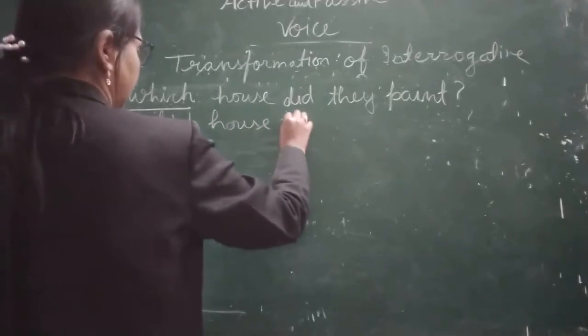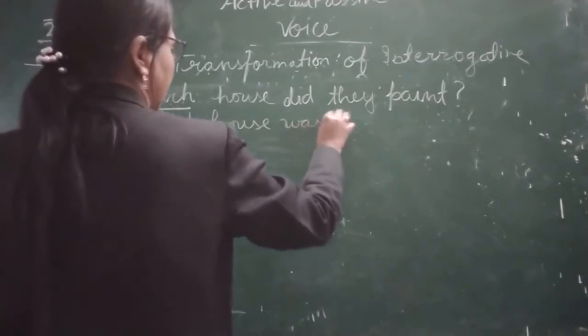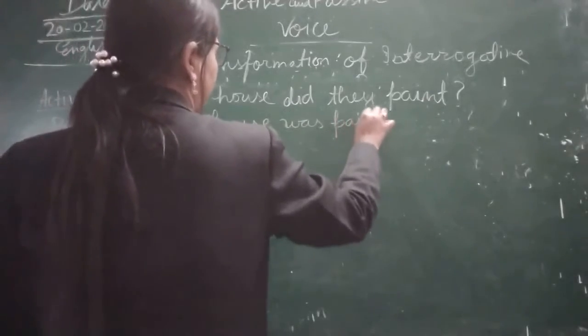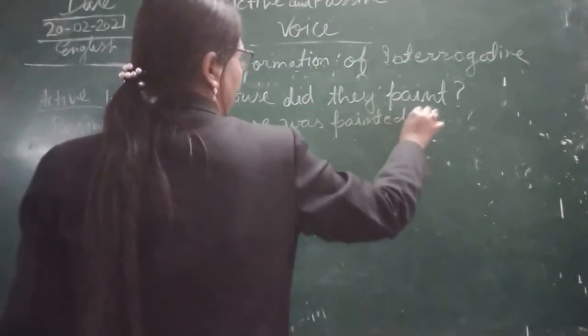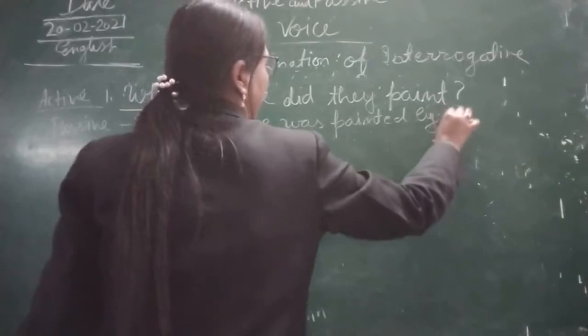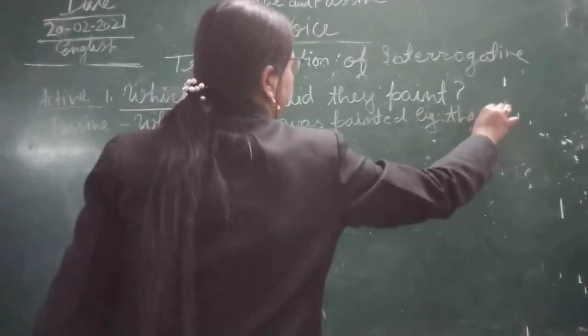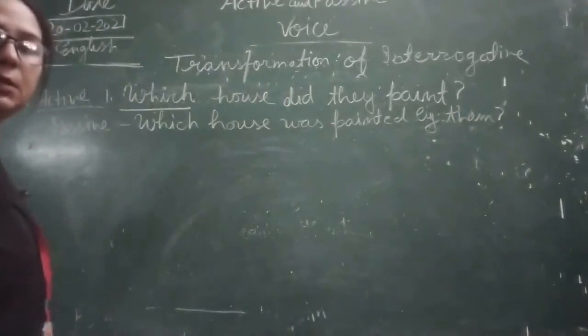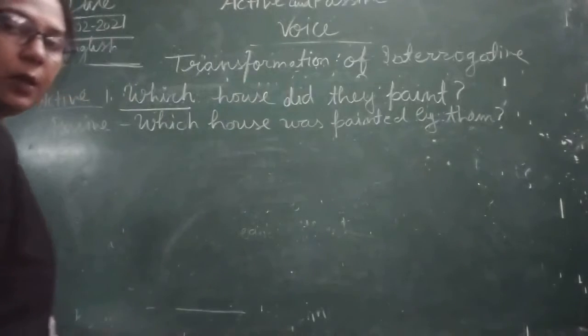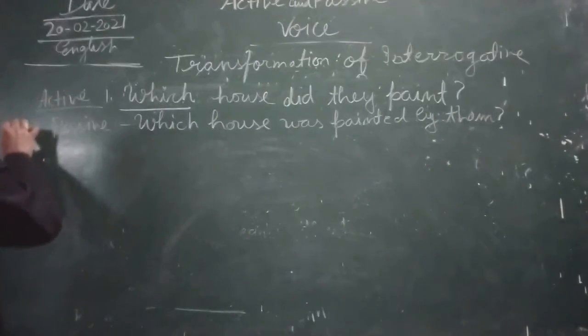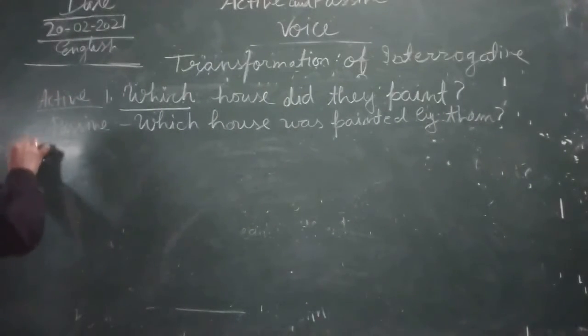was painted by them children. Okay, this clear? Now we are moving to second number. Second number, active voice.